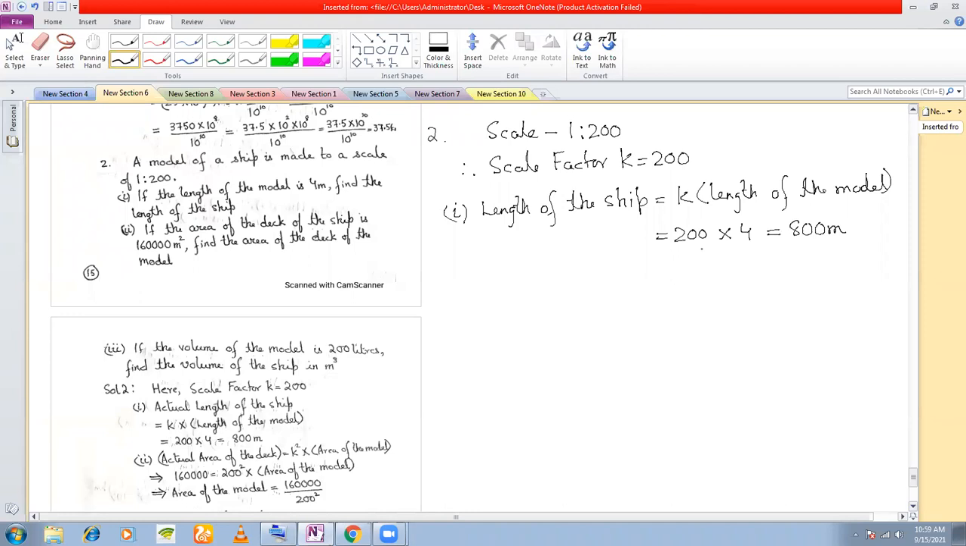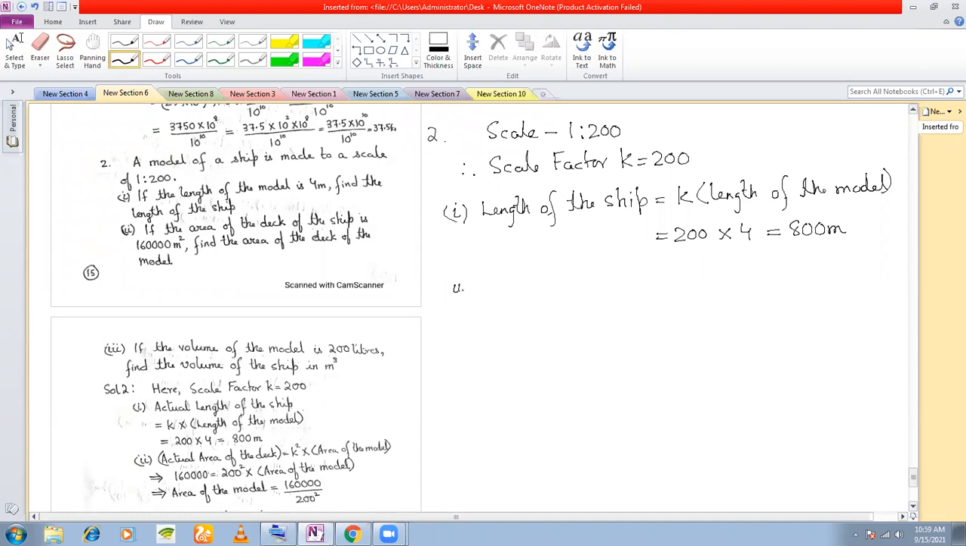Now if you see, even the model is quite big. Even the model of the ship is like 4 meters. So therefore you don't need to change the unit here. Unit is in meters. The model unit is also in meters. The actual length is also in meters. So if it is 800 meters, you don't need to change it into kilometers.